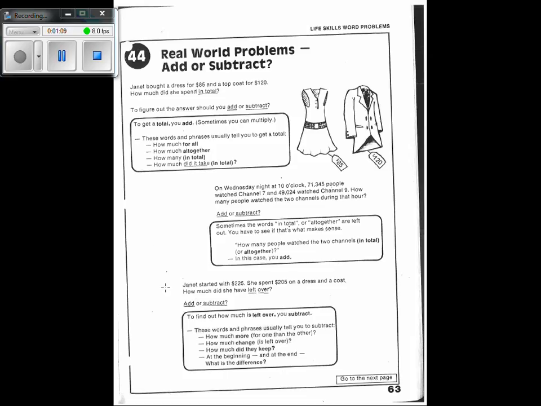Janet started with $225. She spent $205 on a dress and a coat. How much did she have left over? Do we add or subtract? To find out how much is left over, we subtract.